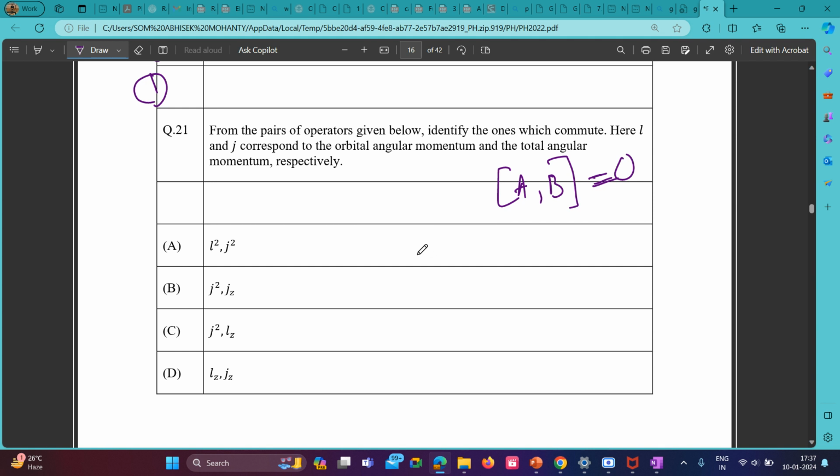Okay, let's check. Let's start from the last part. LZ, JZ. Okay, so we have to take psi, isn't it? So LZ JZ psi minus JZ LZ psi.